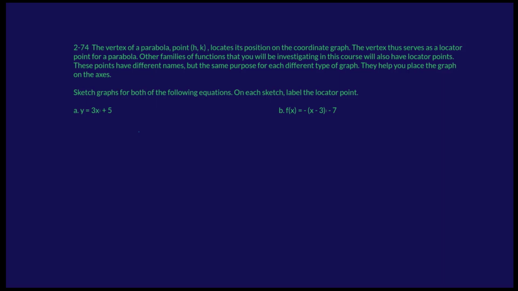But I wanted to show you something. This particular problem is already in vertex form, so that'll be fairly simple. This one sort of is as well. This is like saying y equals 3 times (x minus 0) squared plus 5, because there is no b term, okay? All right, so that'll help a little bit. So let's just jump into Desmos and see what these graphs look like, so we can verify what each locator point is.